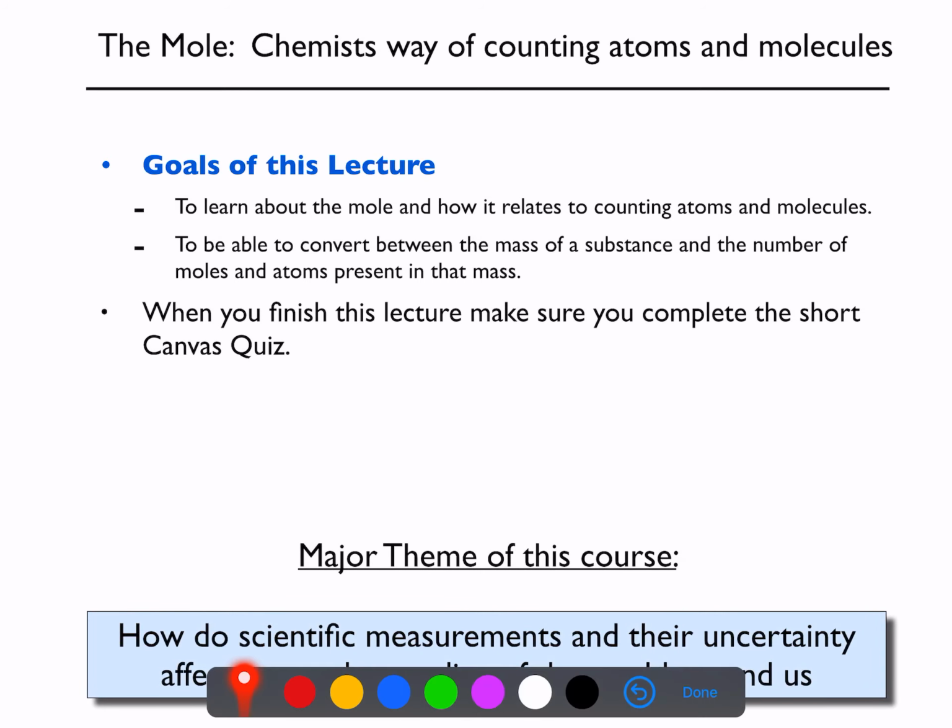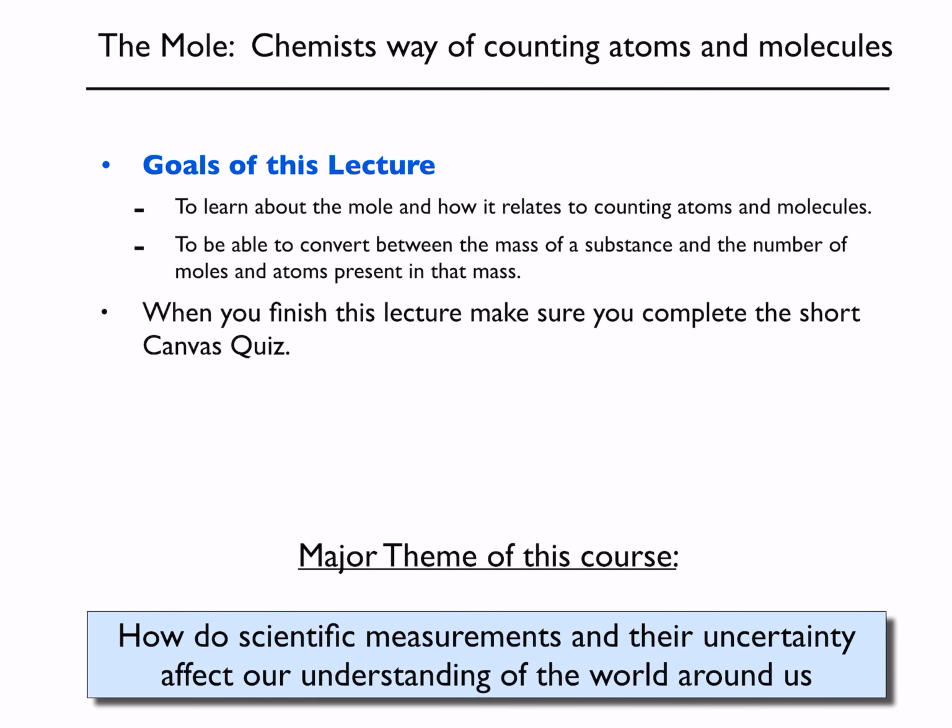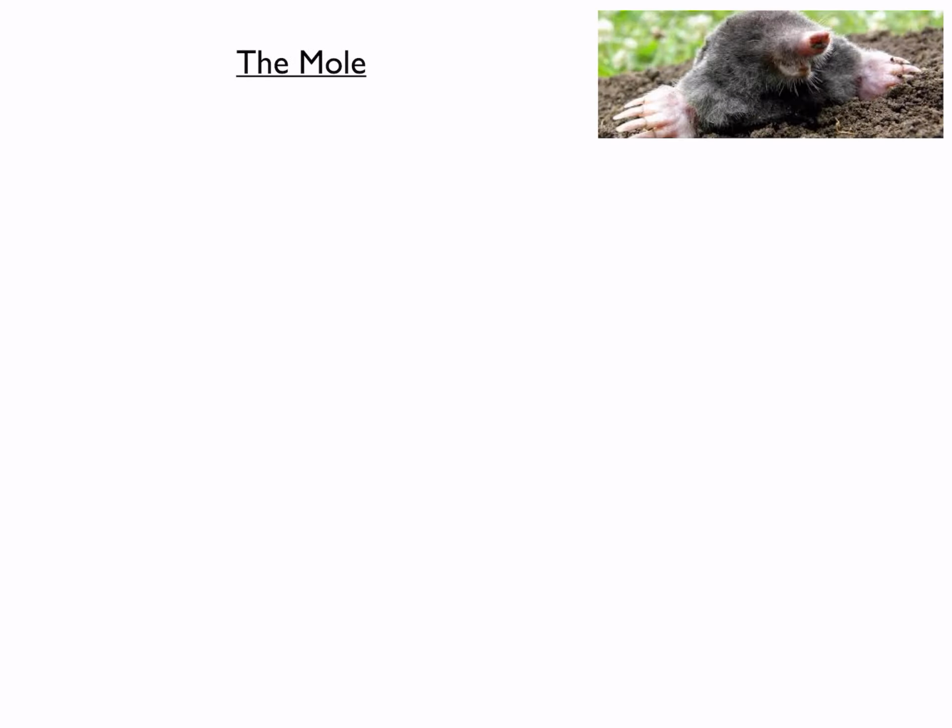This lecture ties in with our major themes of the course of scientific measurement and understanding and their uncertainty in the world around us. So first, a little bit of information about the mole. Atoms and molecules are really small. You know this, and that's an understatement. But what we're going to try and do is put this into a little bit of perspective.